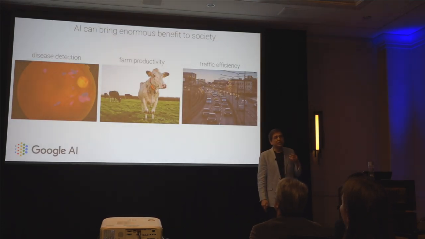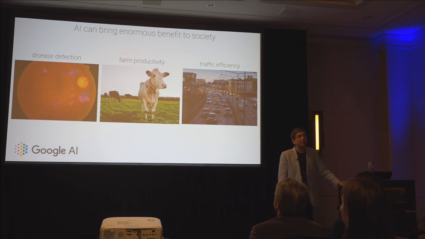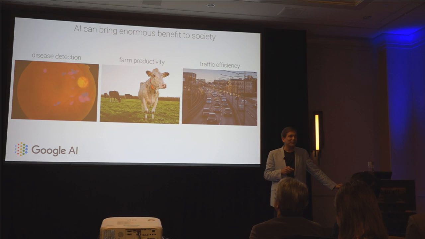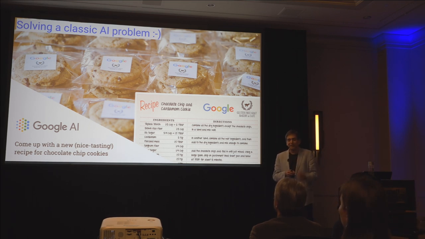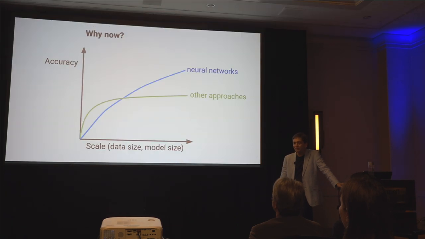So AI is already seeing a huge amount of benefit. These are some of the social impact projects that Google works on. We are doing a lot of work with disease detection, a lot of work in improving farm productivity, traffic, and so forth. We can also solve the very first AI problem I ever worked on. Back in my grad school days at Yale, Chris Hammond was building this program called Chef that would invent recipes. Deep networks can learn this problem, and these recipes are actually quite good by human standards.